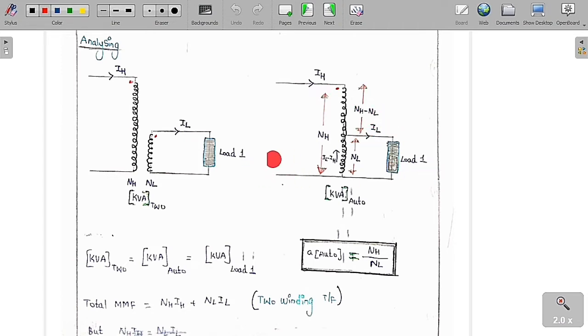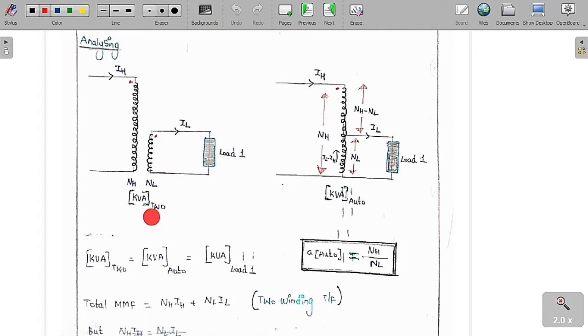So the same load we are going to connect for the two-winding transformer and the auto transformer. Then we will see the kVA of the auto transformer. So now we have to make both of these the same kVA. The kVA of the two-winding transformer is equal to the kVA of the auto transformer is equal to the kVA of the load we are going to connect. So all three things should always be the same.